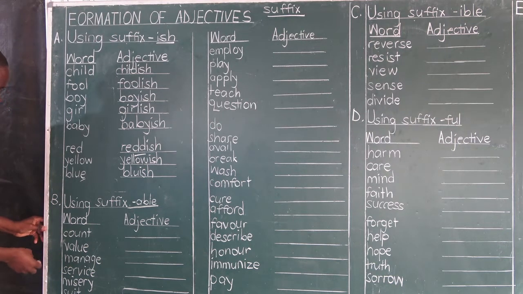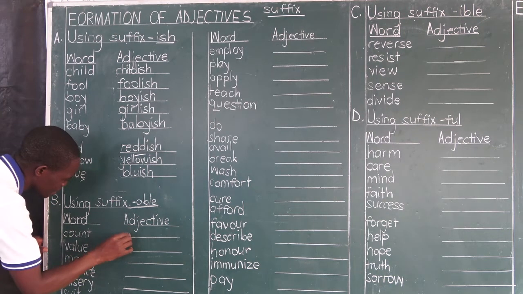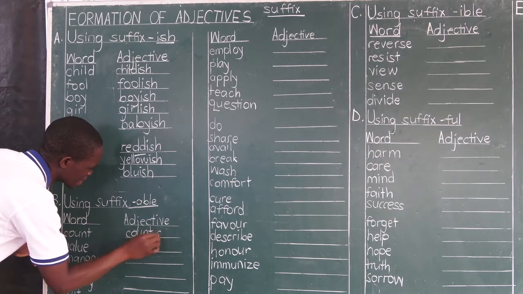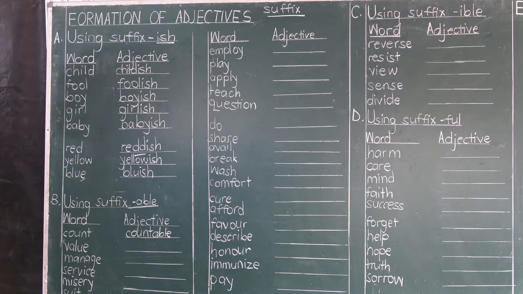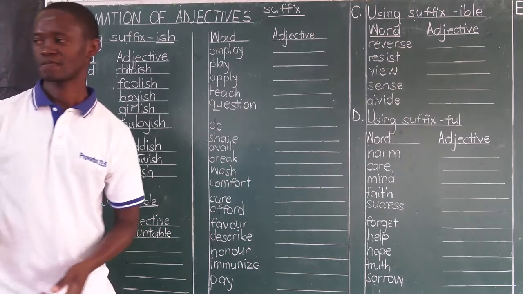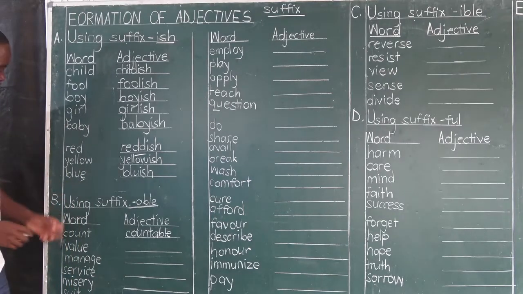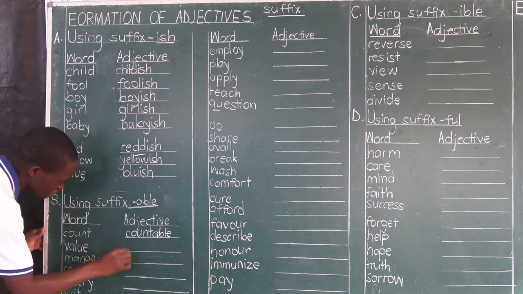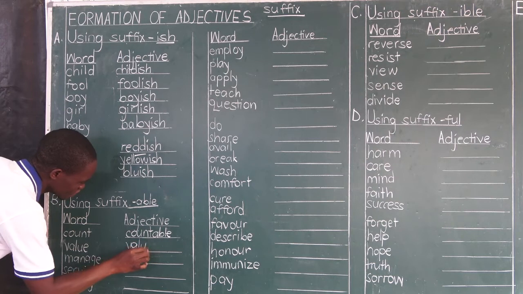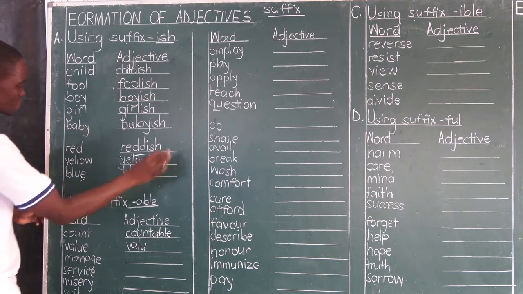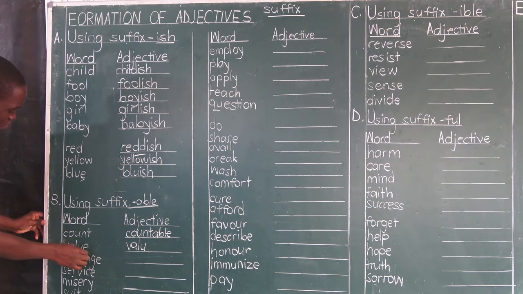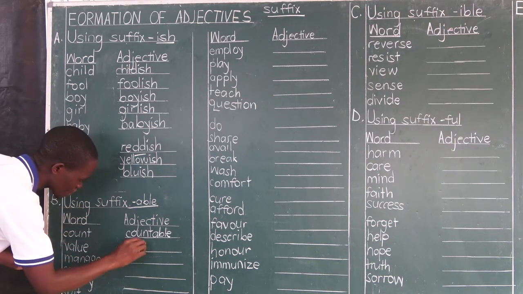From count, we are going to add able. Count and able. Countable. From count, we form countable. So next, we have value as our next word, which changes to valuable. V-A-L-U. Do you remember what happened to E here? The last E in blue has disappeared. What is going to happen to this E? It's going to follow the same trend. Valuable.